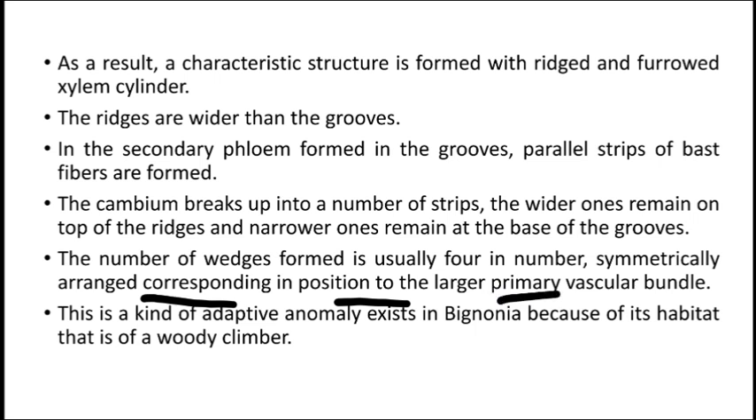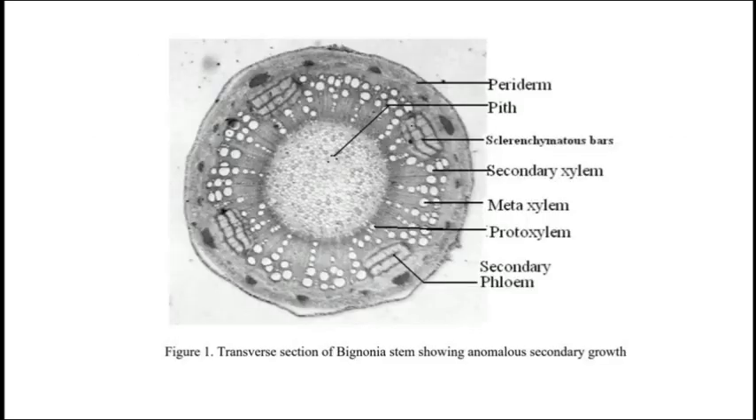This kind of adaptive anomaly exists in Bignonia because of its habitat, that is, of a woody climber. So it is a woody climber, and they show this type of habit pattern or anomalous secondary growth. So these are phloem patches at 4 corners.